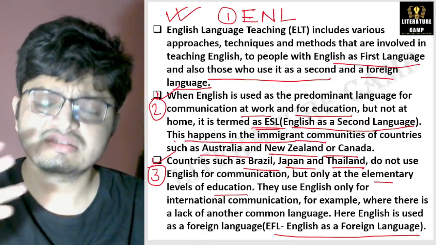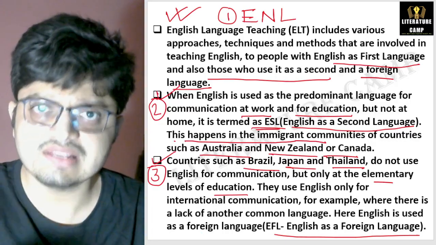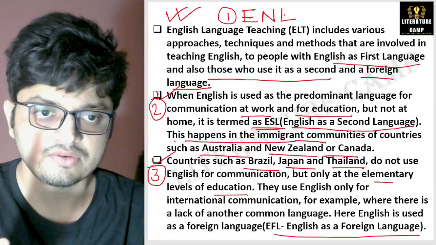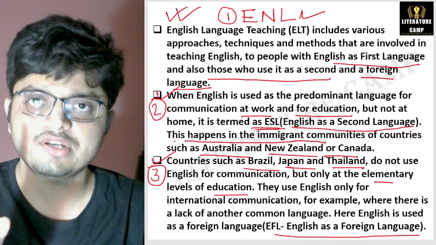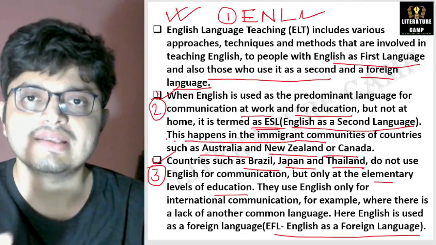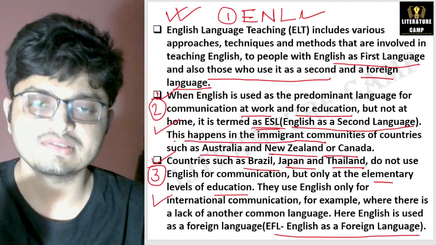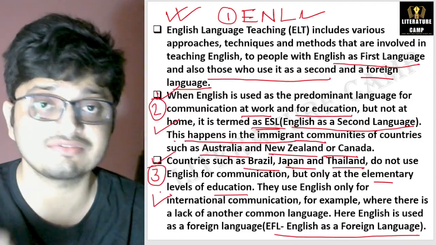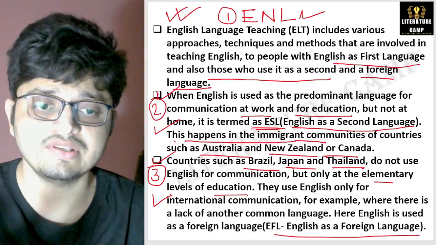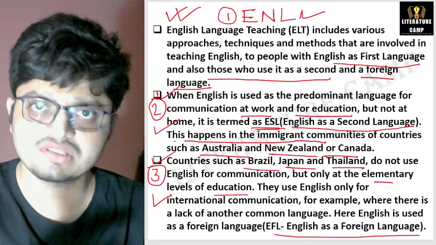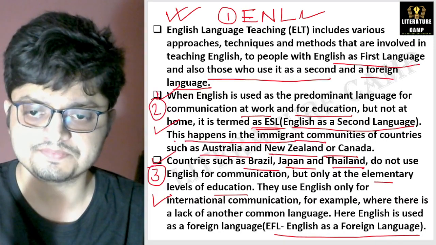So there are 3 categories of ELT, English language teaching. Category 1 is English as native language, right? Second category is English as second language. And third category is EFL, English as foreign language. Think of the countries such as Brazil, Japan, and Thailand, right? So please make a note of these 3 categories. These are very much important.